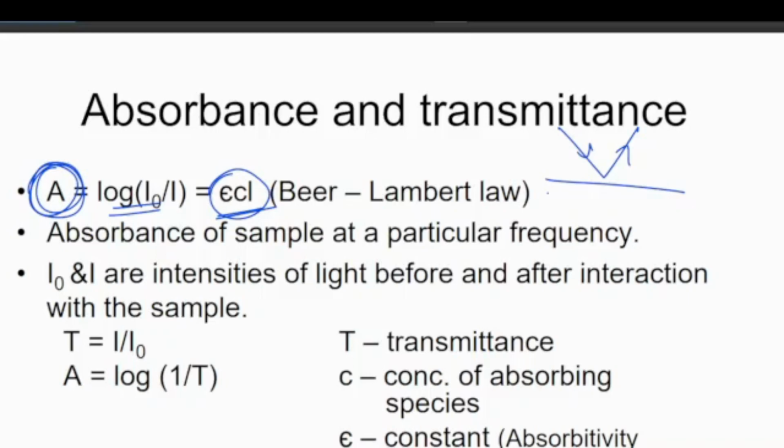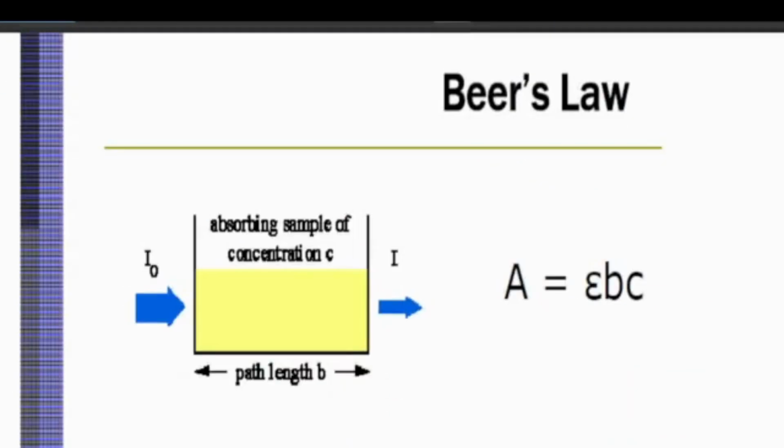Transmittance is the opposite of reflectance properties. Reflectance means how much is reflected, and transmittance is how much is not reflected. It is the reciprocal of reflectance. So the absorbance of a sample at a particular frequency, where I naught and I are the intensities of the light before and after interaction with the sample. I naught is the original, before, and I is after. It is determined by the ratio known as Beer-Lambert's law. Beer-Lambert's law is in the syllabus, and it is also important.